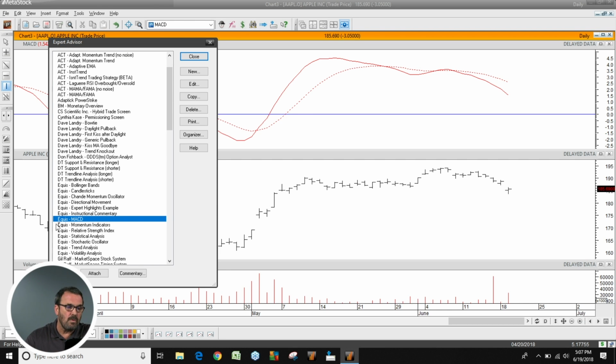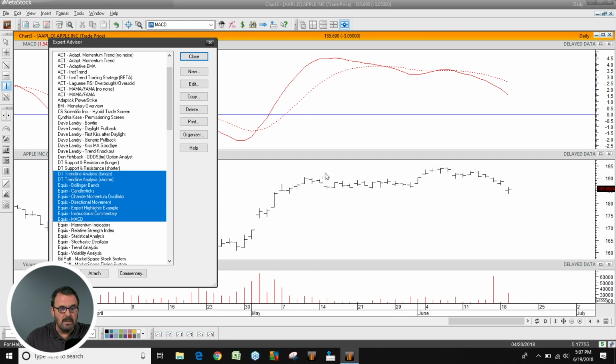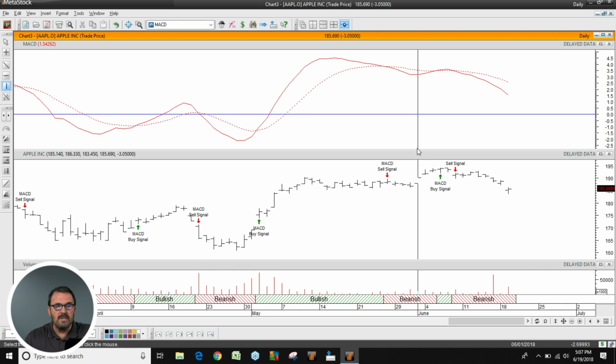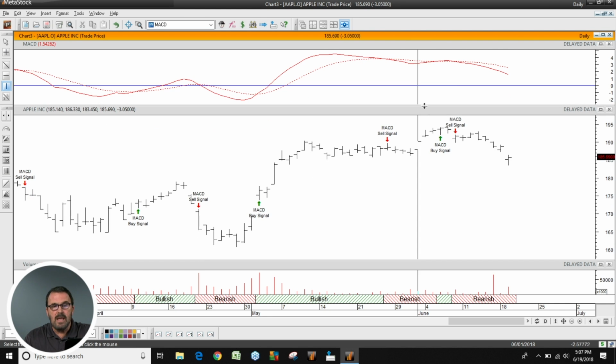So let's go ahead and throw the MACD on here. Attach it to, I should say. And right away you can see there's additional information. So now you know, based on the crossover and these little buy and sell signals, that you can use these to tell you where the MACD is saying to get in or out of a trade. As well, on the bottom now you see we have bearish and bullish ribbons that give you a better idea what's going on with that security in the market.